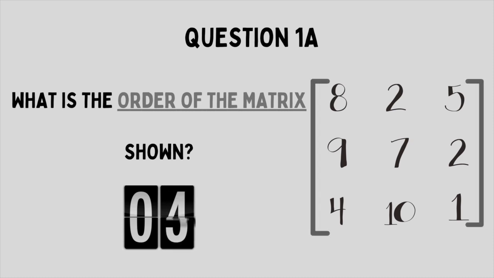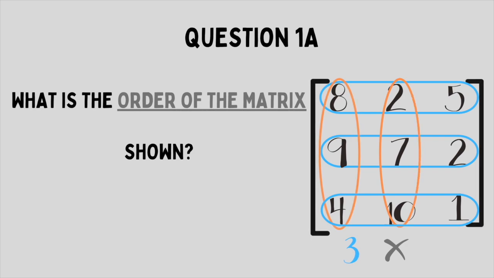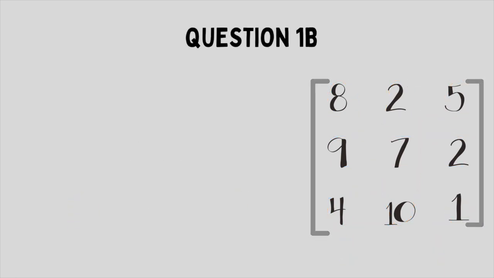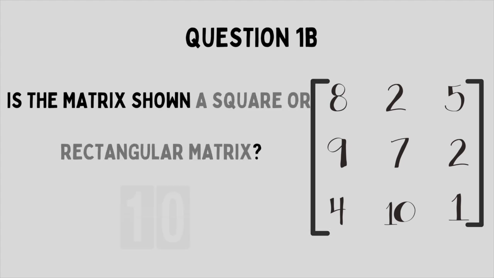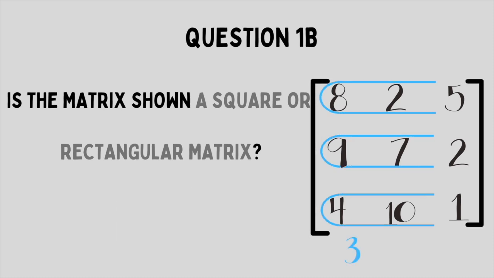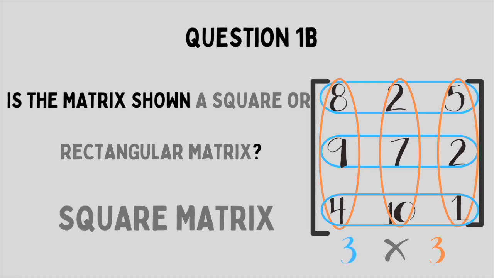Remember, we always do rows first, then columns. So we have 3 rows and we have 3 columns. So this means our order is a 3 by 3. This matrix is a 3 by 3 matrix. That's the order of that matrix. Is the matrix shown a square or rectangular matrix? If you said square, you guessed correctly. Why? Because we have 3 rows and we have 3 columns. So when our number of columns and rows are equal, we call it a square matrix.